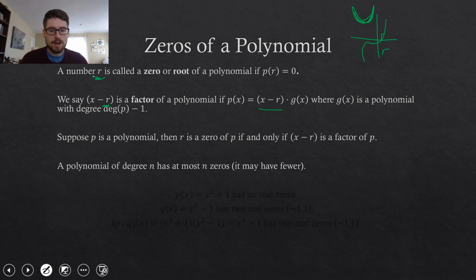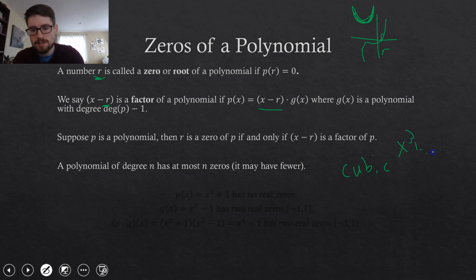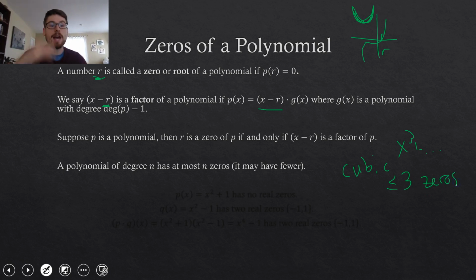Okay, so another feature of polynomials is that you're going to have at most n zeros if you've got an n degree polynomial. So for example, a cubic can have at most 3 zeros. So if it's a cubic, that's x cubed, that's the highest power plus stuff, then it's going to have at most 3 zeros, less than or equal to 3 zeros. You can't have more than 3 zeros. If you had another 0, then you would have 4 factors, 4 x minus somethings.